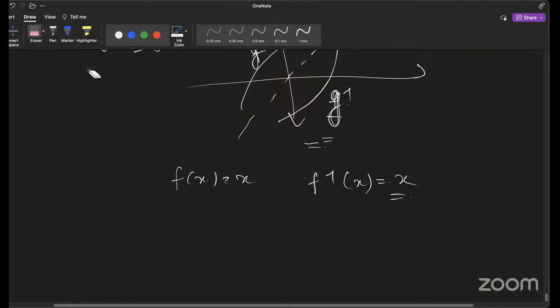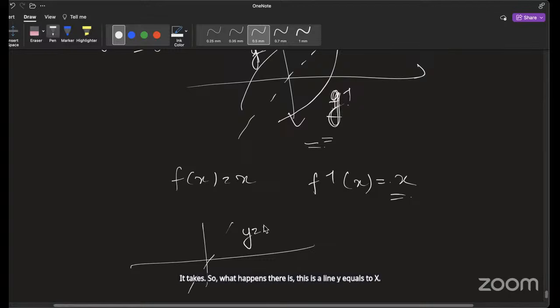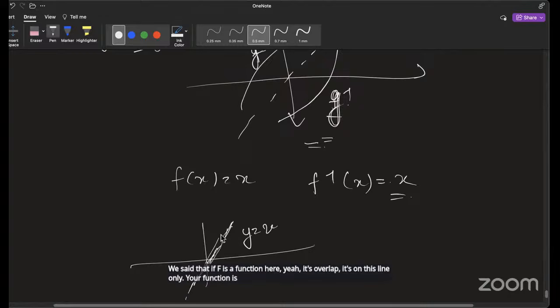It's x. So what happens here is this is the line y equals x, and the function you've also taken is on this line only. We said that it will overlap. f is a function here, and it's on this line only. Your function is this line itself, so if you want to take the image of this, you can't actually take the image. It will be this only.